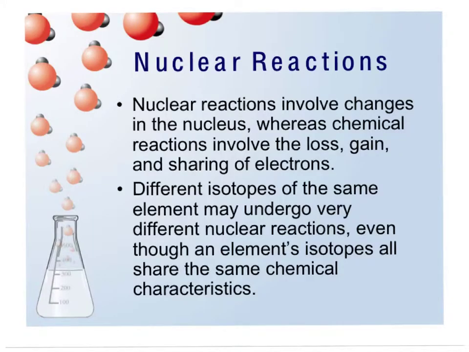Nuclear reactions involve changes in your nucleus. That's where your protons and neutrons are. Chemical reactions involve loss, gain, and sharing of electrons. So that's the main difference between the reactions we've been seeing throughout the year and your nuclear reactions. Different isotopes have different numbers of neutrons of the same element, and might undergo very different nuclear reactions, even though the isotopes have the same chemical characteristics. The chemical characteristics are based on the number of electrons in the valence shell. I made a review video on that in chemical bonding, which you could watch in my playlist.